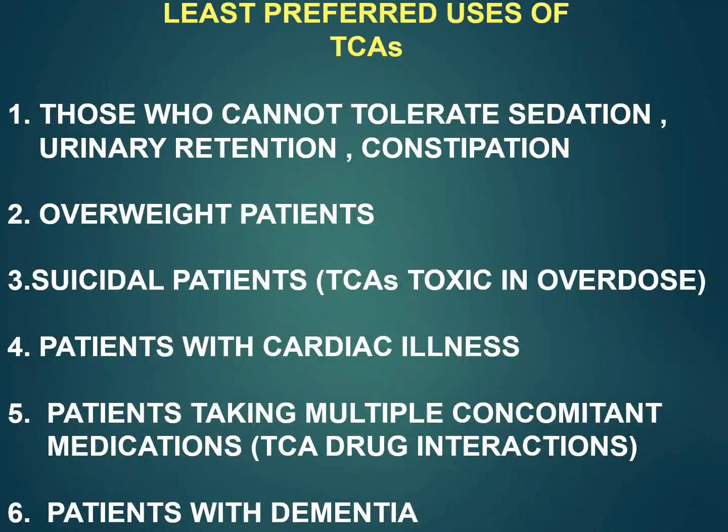Now, for one who cannot tolerate them, with urinary retention or constipation, don't use tricyclics. Overweight patients, again, not to be used. Suicidal patient, not to be used. Patient with cardiac illnesses, not to be used. Patients taking multiple concomitant medications should not be given tricyclics, as they have a lot of drug-drug interactions. Patients with dementia also should not be given tricyclics.